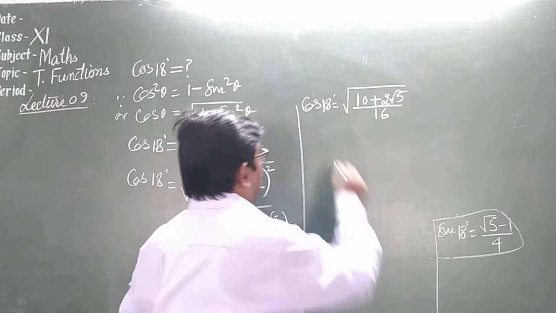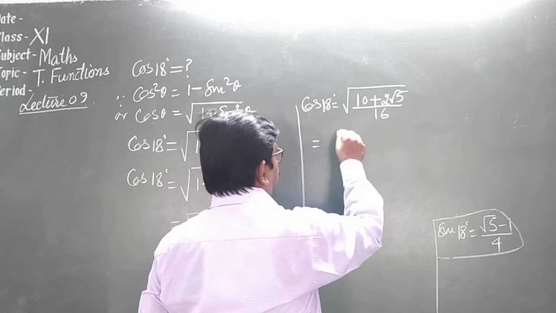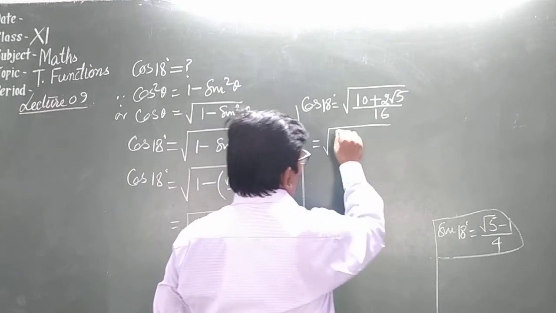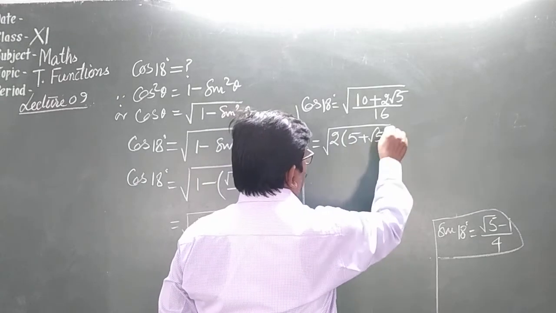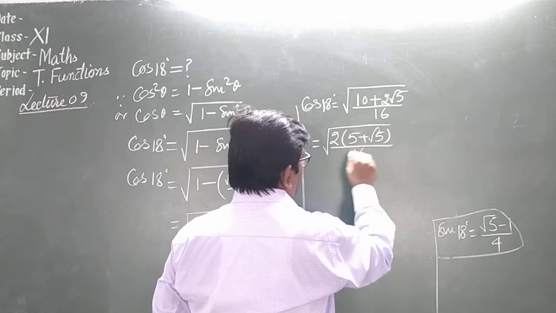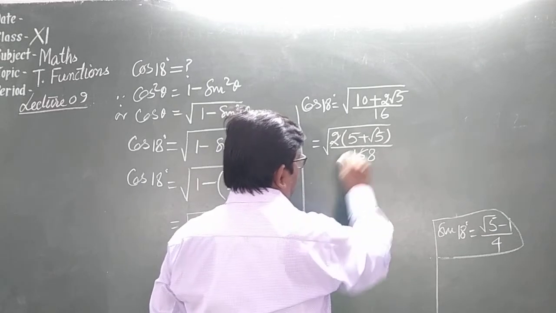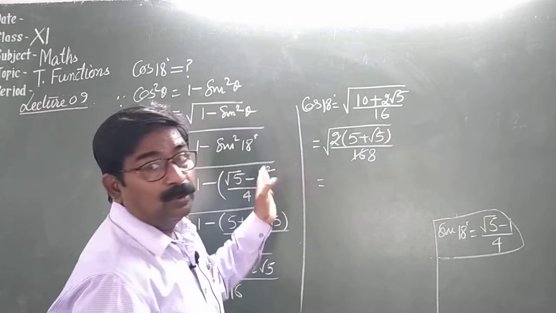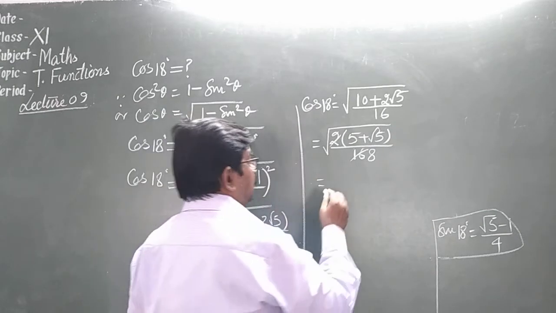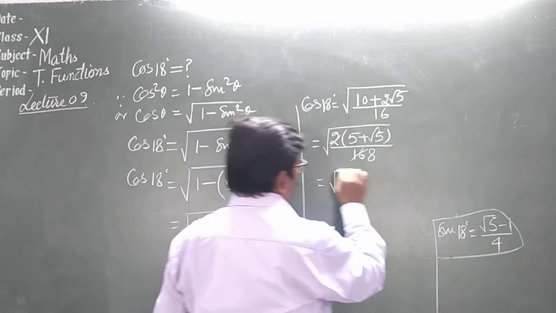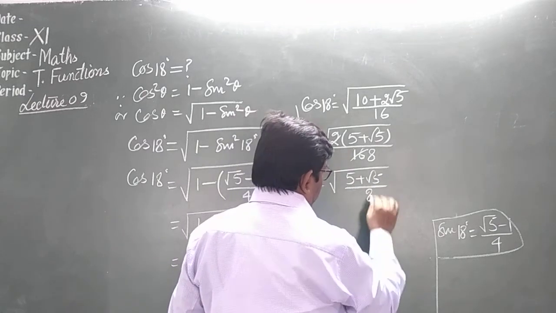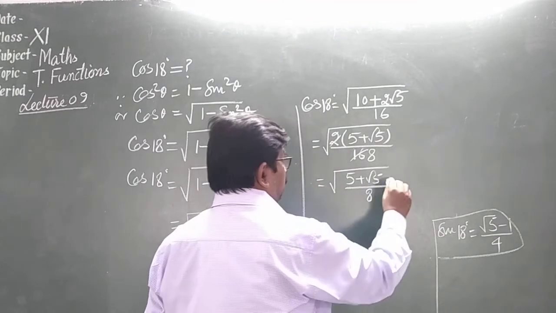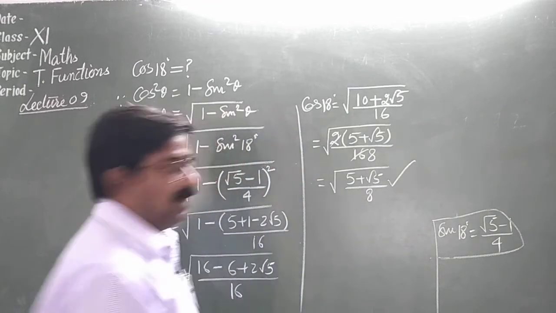Take 2 common here. We have 2 common, (5 plus under root 5) upon 16, and 2 eights are 16. Its square root is root 2 root 2. So you can write this as under root (5 plus root 5) upon 8. That can be simplified. So this is the value of cos 18 degree.